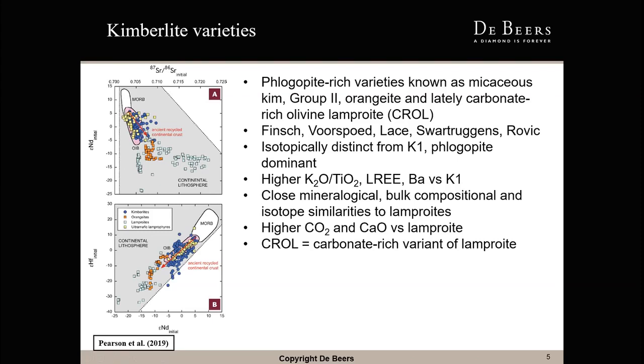Geochemically, they have higher potassium, titanium, light rare earth enrichment, and higher barium typically compared to the Group 1 kimberlites. And then, of course, there are very close mineralogical, compositional, and, as I mentioned, isotope similarities to the lamproites. They're also higher in CO2 and calcite compared to the lamproites, hence the name that Pearson et al. suggested for them, which, by the way, I think was proposed originally by Barry Dawson in the 80s already, that these rocks are actually more closely allied to lamproites than to kimberlites.